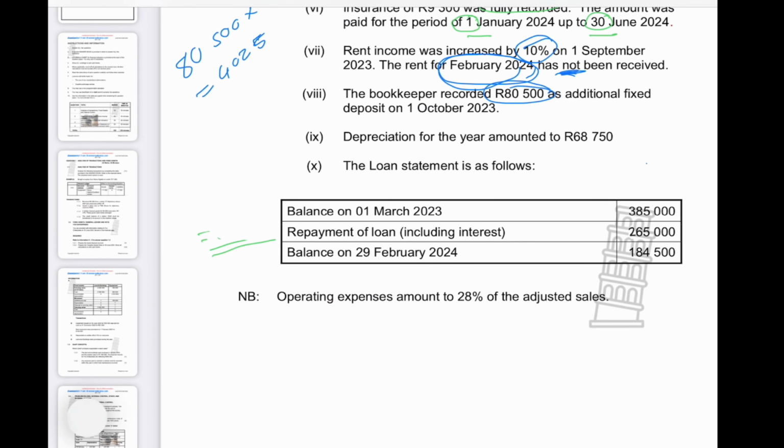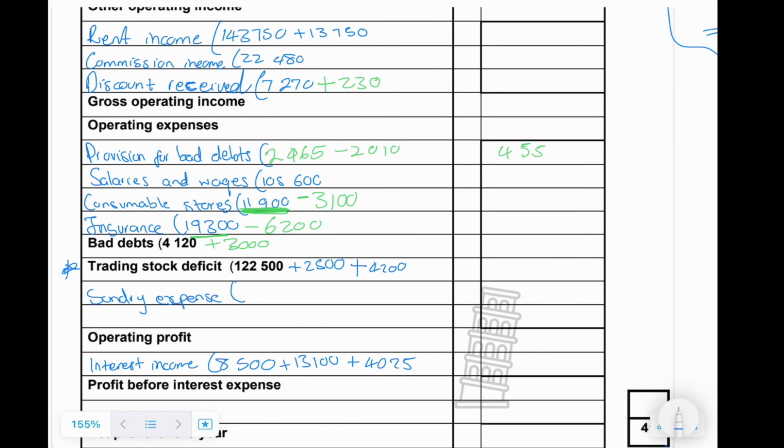Depreciation for the year amounted to 68,750. So they're just telling you what the depreciation for the year amounted to. So you just go to your operating expenses and you add it. So the depreciation was 68,750. Doesn't have any adjustment to it.